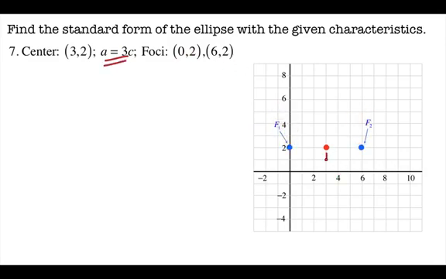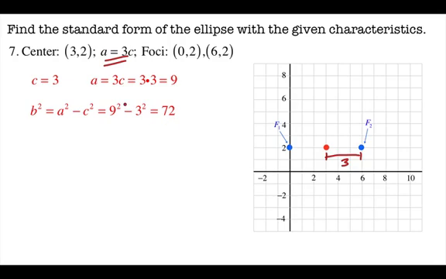And notice that the distance from the center to one of the foci is 3. So that means that my C is equal to 3. So now I can find A. A is going to be equal to 9. So now what I need to do is find my B squared. How am I going to find my B squared? Using this formula, and I end up with 72. At this point, all I need to do is substitute the information into my standard form of the ellipse, and this is my answer.